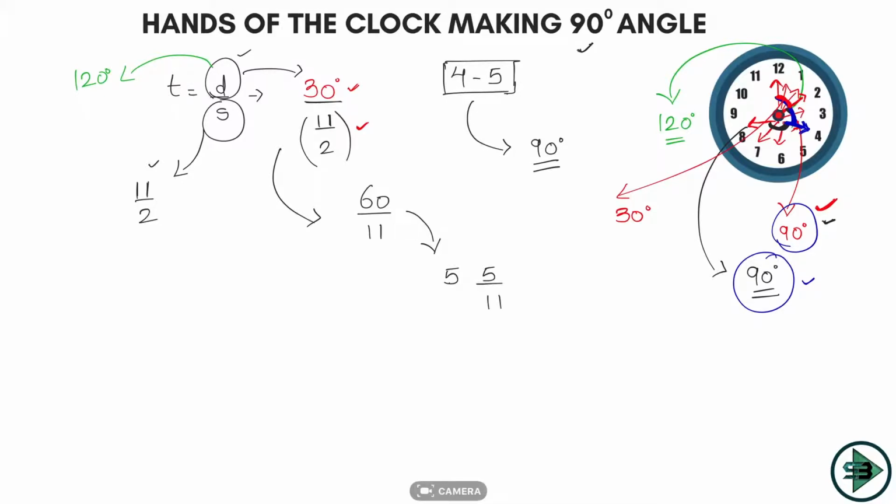So what I get here is 5 by 11, which means it was already 4 o'clock on the watch, plus 5 minutes and 5 by 11 part of the 6th minute. So multiply this by 60. This turns out to be 300 by 11. Let's solve this. 11 ones are 11, 2s are 22, so what is remaining is 7. So 4 hours, 5 minutes, 27 seconds is when the angle between the two hands of the clock will be 90 degrees for the first time.